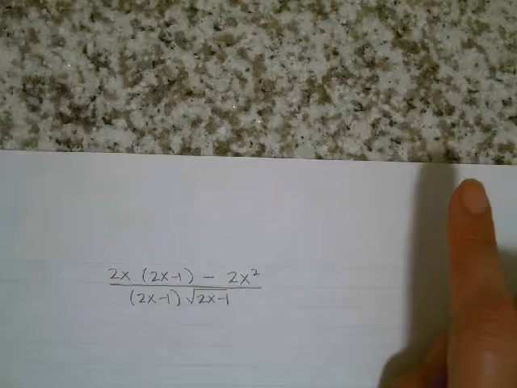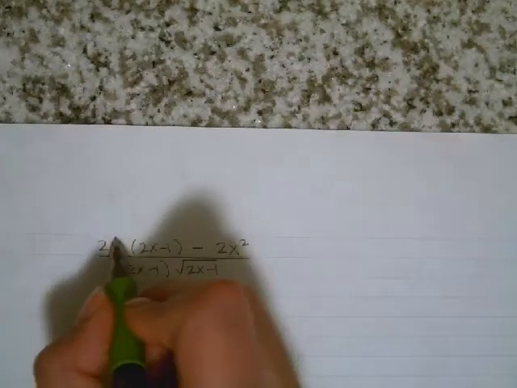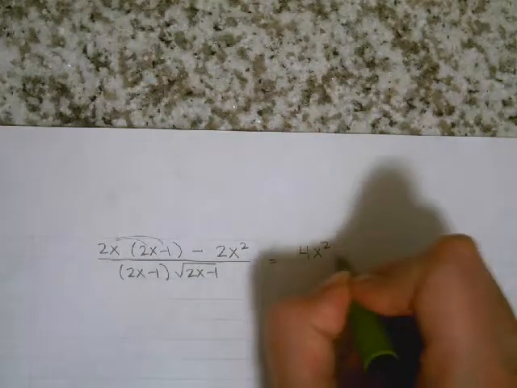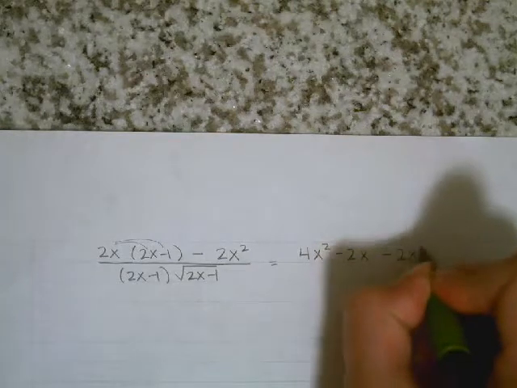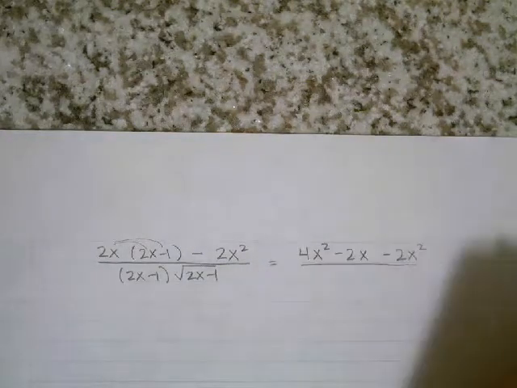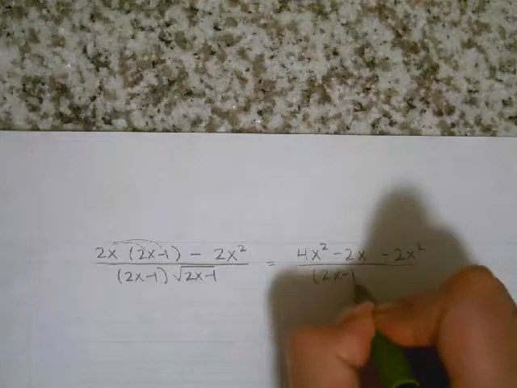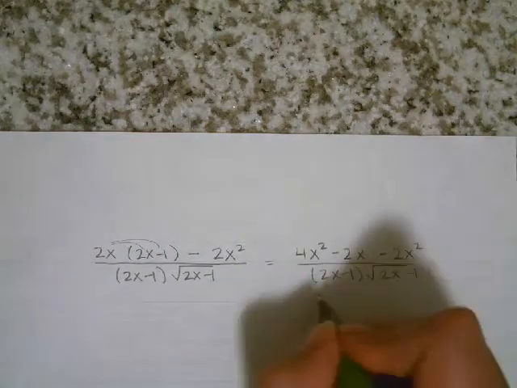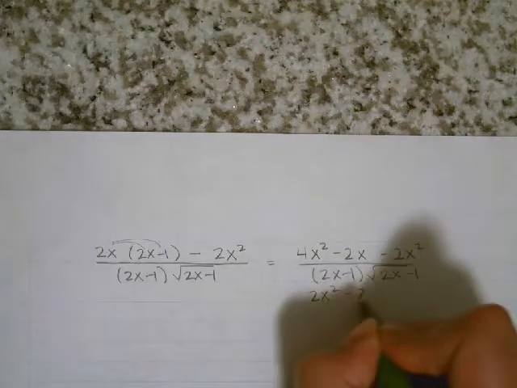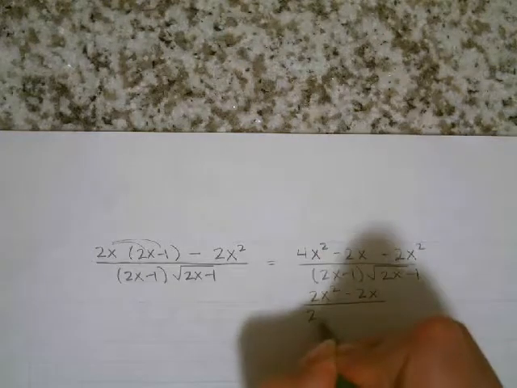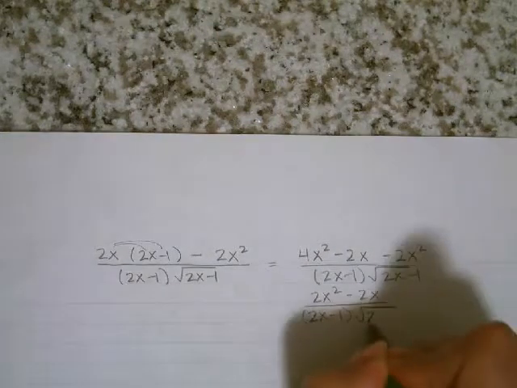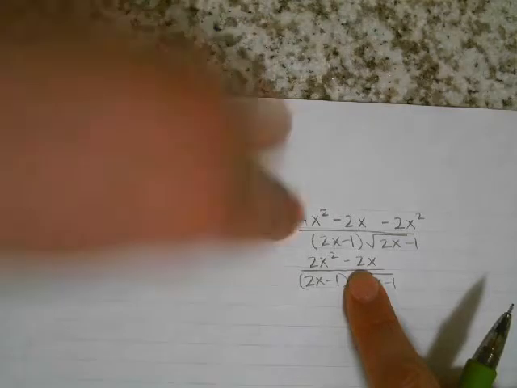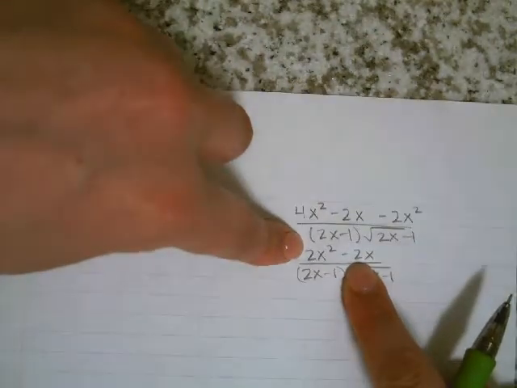Okay, so now to keep simplifying, I can distribute. So this gives me 4x squared minus 2x minus 2x squared. And then I keep the bottom the same. And then 4x squared minus 2x squared is just 2x squared. And nothing is going to be able to cancel. It almost feels like if you factored the top it would, but it will not.